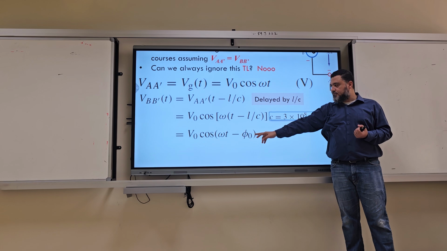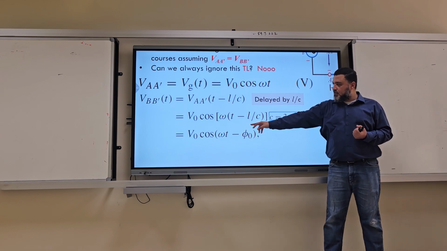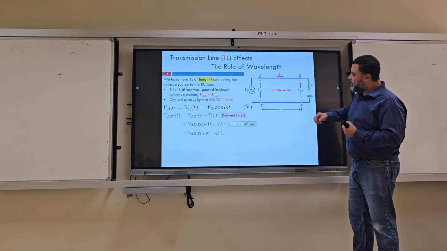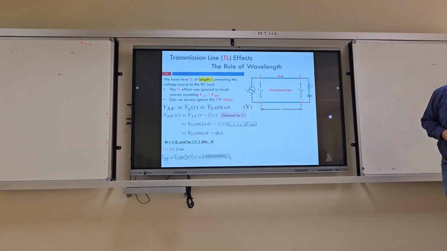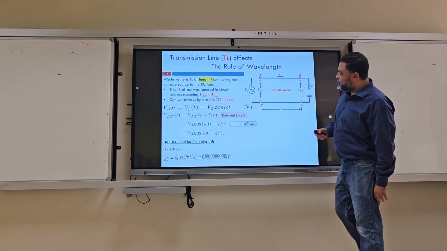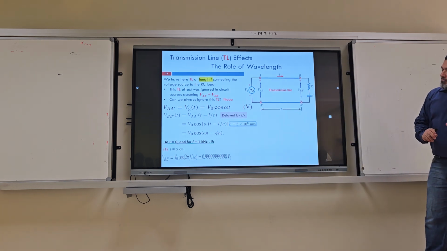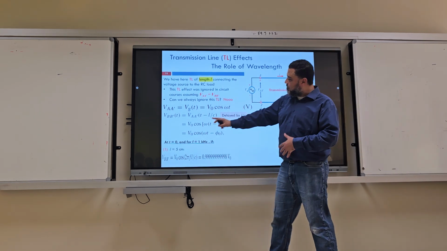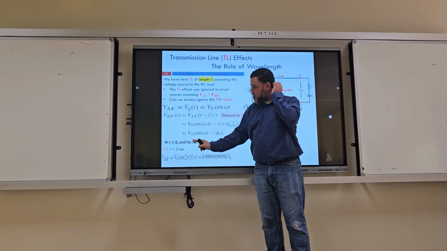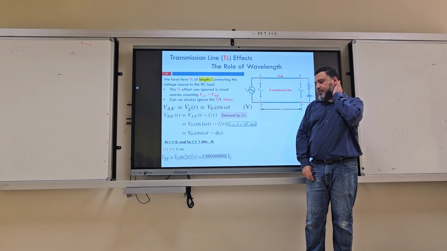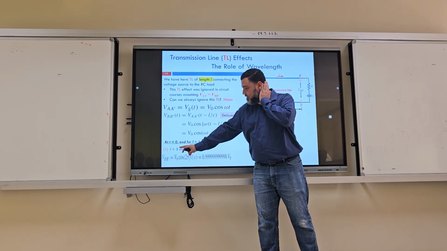How much is this phase? What is phi 0 here? Omega L over C. Yes. So the phase difference between the two signals is omega L over C. Now let's take a specific example. Assuming t equal to 0 in this equation and the frequency is 1 kilohertz. 1 kilohertz is not a big frequency. So reasonably high frequency.